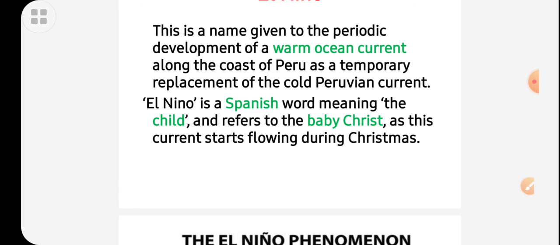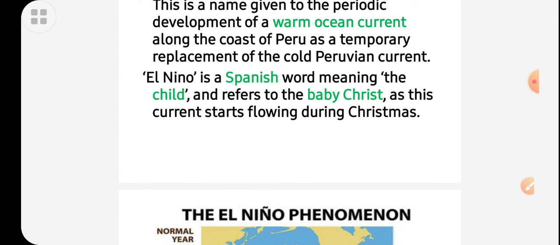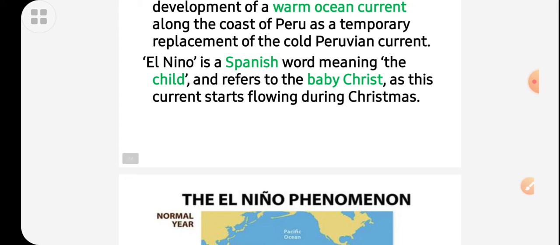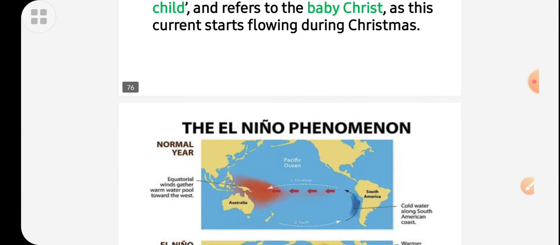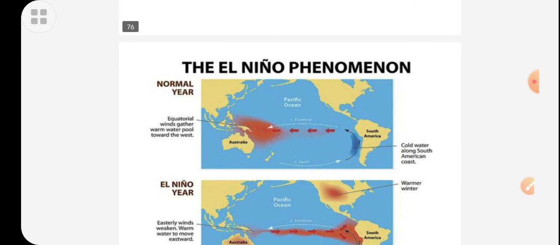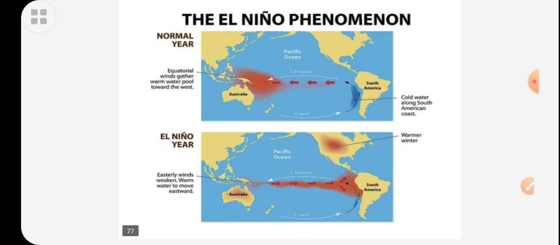El Nino, I told you, is the warm current: the periodic development of a warm current along the coast of Peru, then a temporary replacement of the cold Peruvian current. El Nino is a Spanish word, we told this. It is the baby Christ current flowing during Christmas time, in December. You understand, because the temperature gets high in these regions, shown with the red.